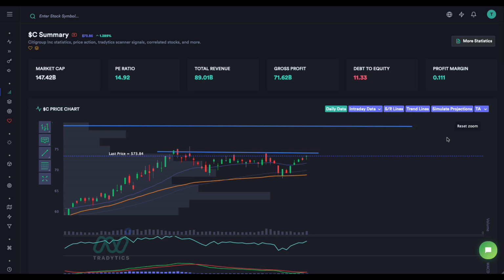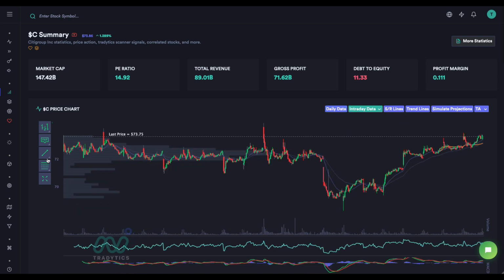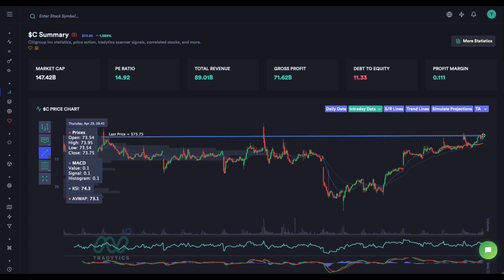Let's see the intraday chart. On the intraday chart, again, you can see that we have this long-term resistance level that we keep respecting. So we have not gone above this level right now. So that's why you might want to wait until we cross this level before going into this alert.